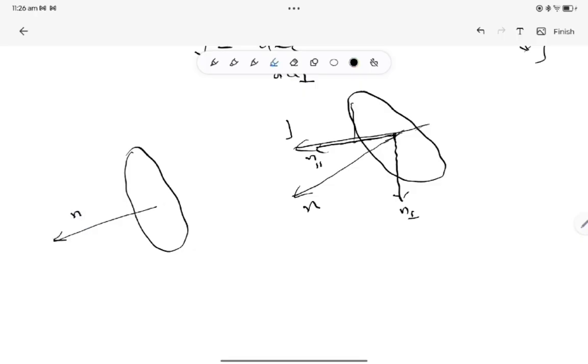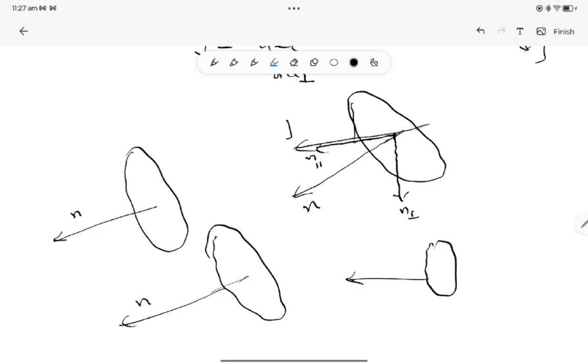Now you see, if you have an area like this, then this N denotes its orientation. This normal denotes it. And if you have a normal like this, how should the area be oriented? Definitely like this, so that this must be normal to it. But if you have a normal like this, how should the area be oriented? It should be like this. And if you have a normal like this, it should be like this, horizontal.